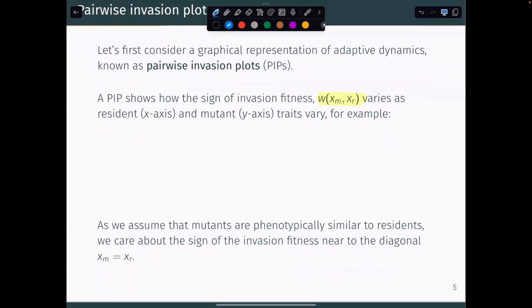So what does this look like? Well, we can imagine a scenario that maybe looks like this. This is going to be my resident trait on the horizontal axis, XR, and my mutant trait on the vertical axis.